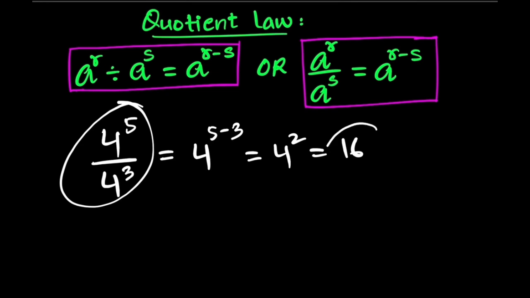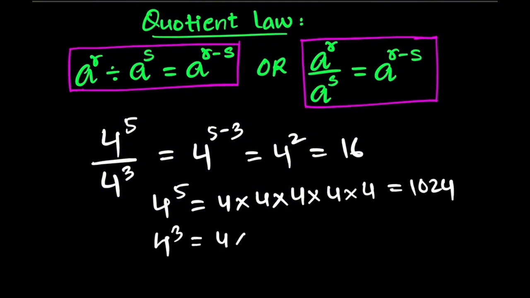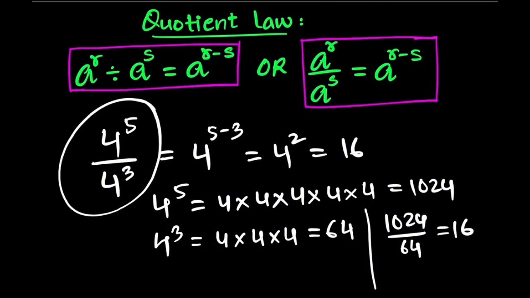Now let's check if this is really equal to 16. 4 raised to 5 means 4 multiplied 5 times, and this equals 1024. 4 raised to 3 means 4 multiplied 3 times, which equals 64. And when we divide 1024 by 64, it exactly gives us 16. So yes, 4 raised to 5 divided by 4 raised to 3 is equal to 4 raised to 2.